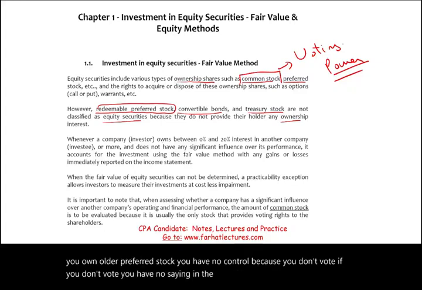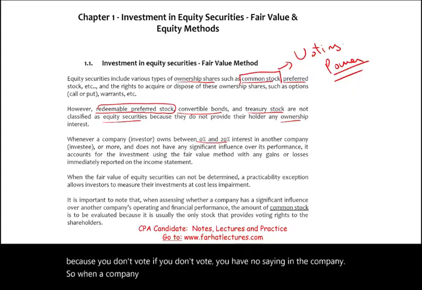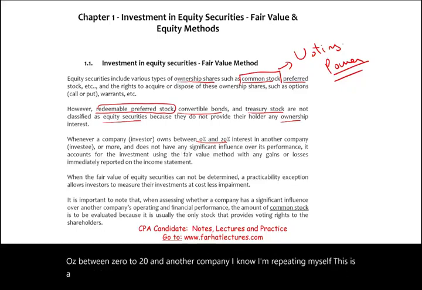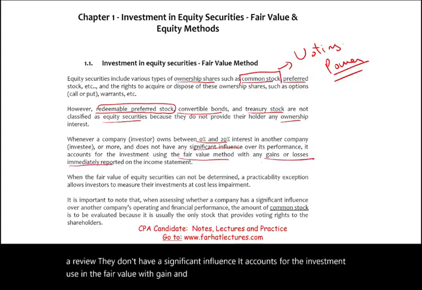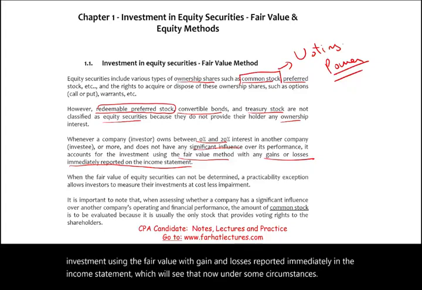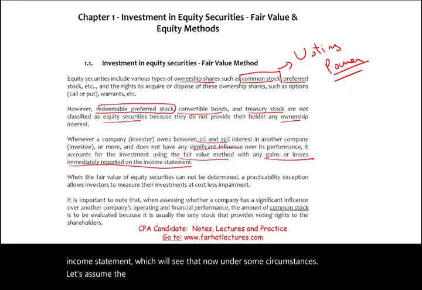So when a company owns between 0 to 20% in another company, I know I'm repeating myself, but this is a review, they don't have significant influence. It accounts for the investment using the fair value, with gains and losses reported immediately in the income statement, which we'll see. Now, under some circumstances, let's assume the fair value of the equity securities is not available.